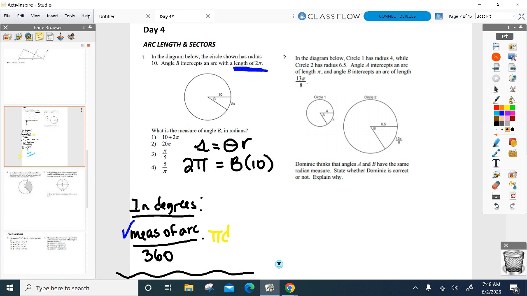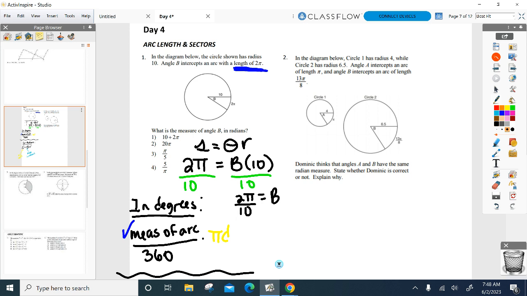Very easy problem if I know the formula and understand it. And then how am I going to get the 10 out of there? I'm trying to avoid the numbers today so I can go quicker. Divide both sides by 10. So in radians, angle B equals 2 pi over 10.